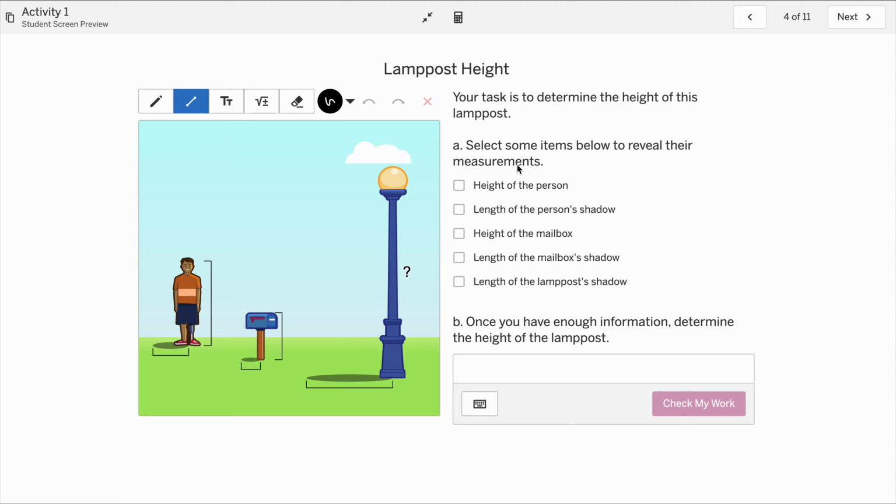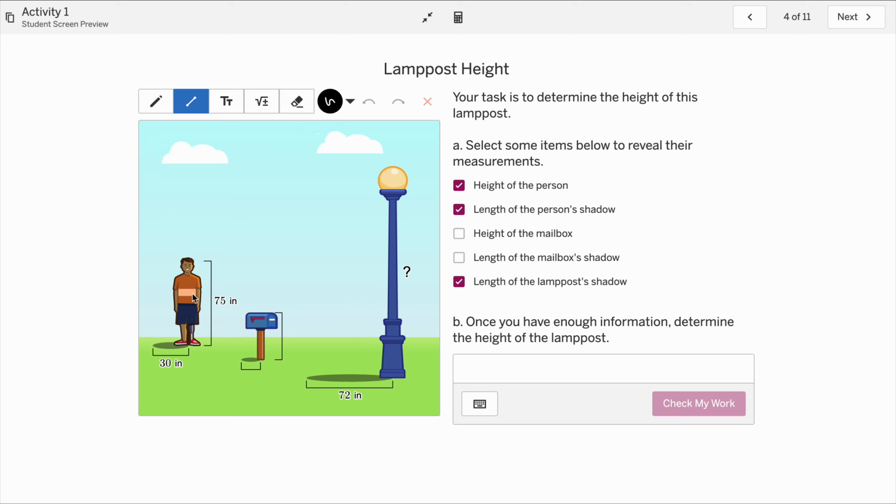Just like what we did in the warm-up, we figured out the relationship between 2 sides of a triangle. We're going to do the same thing here and relate them to the third one. So I'm actually only going to show the length of the person's shadow and the height of the person, as well as the length of the lamppost shadow. I don't even need anything to do with the mailbox. At this point, I have enough information to figure out how tall the lamppost is.